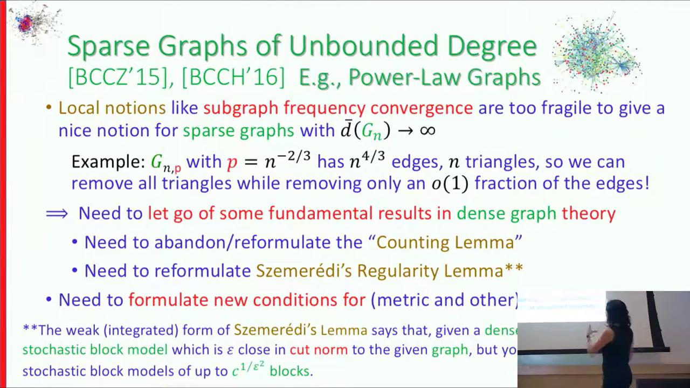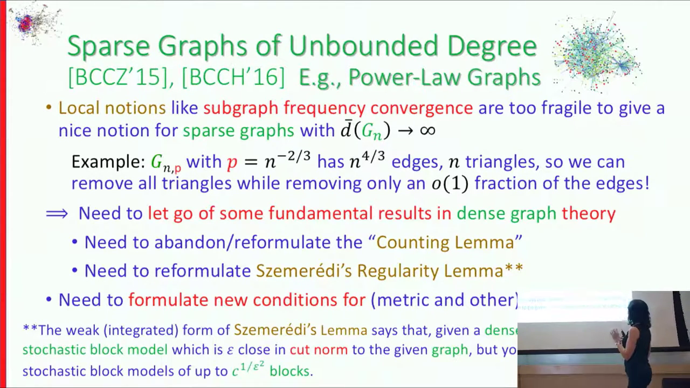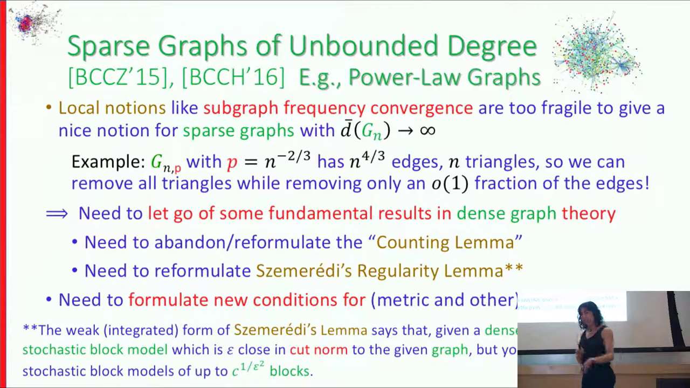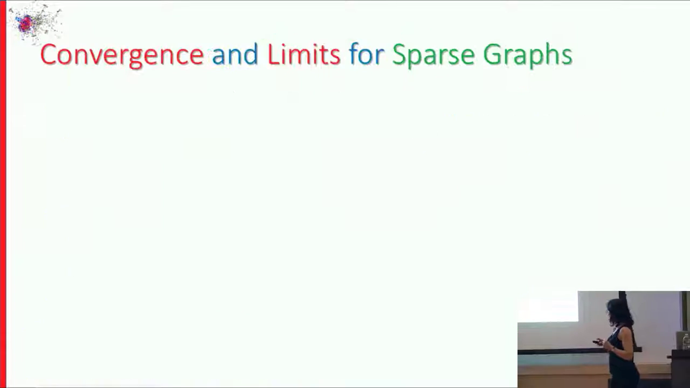Okay, so it turns out you need to let go of some of the fundamental results in dense graph theory, which is why it took so many years until we came up with what you should do with sparse graphs. There are all kinds of things that mathematicians talk about, Szemerédi lemmas and counting lemmas and everything, which don't go over easily to the sparse case. So, what do we do?